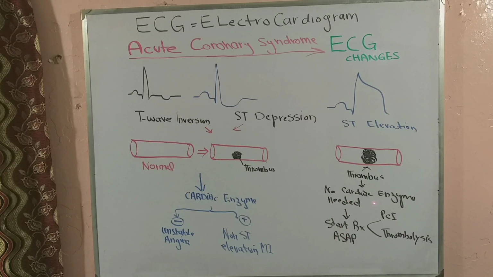Either you can go for the percutaneous coronary intervention, obviously you will have angiography before, but if that is not available, then the inferior choice will be the breakage of the clot with the help of the clot buster or the thrombolysis, like the tissue plasminogen activator or streptokinase.